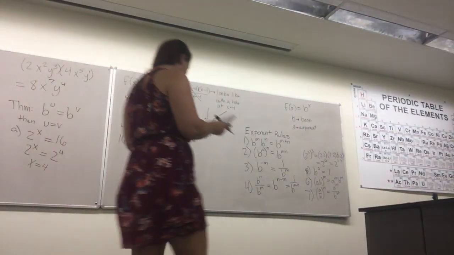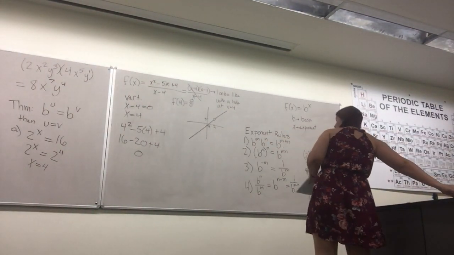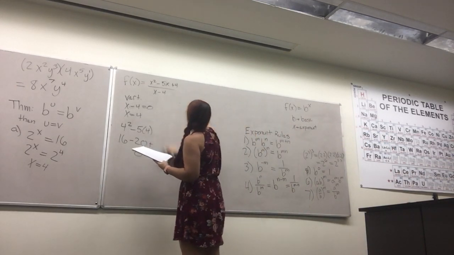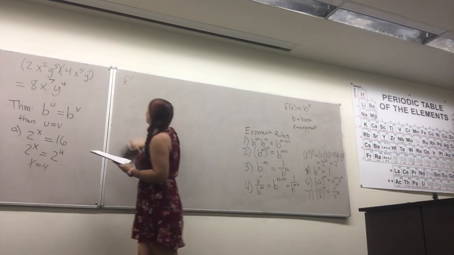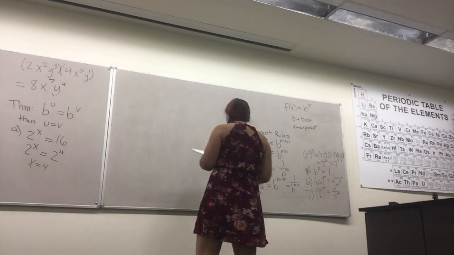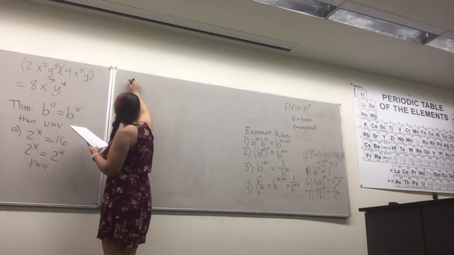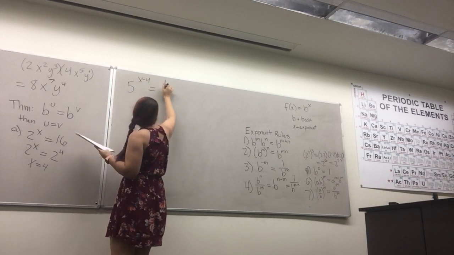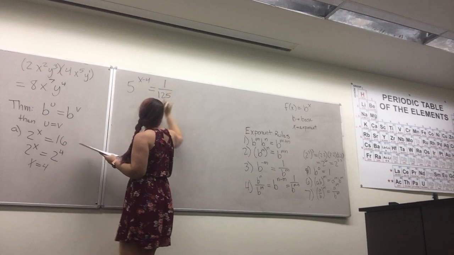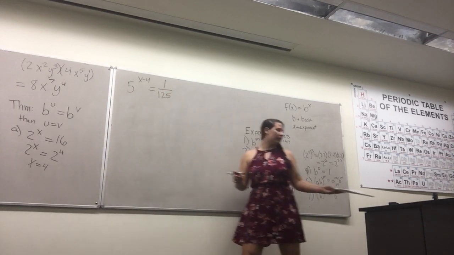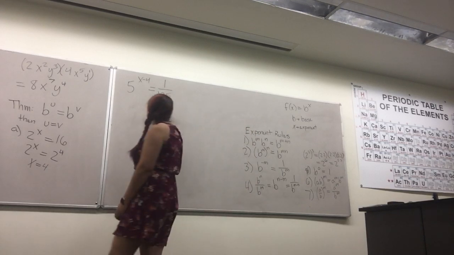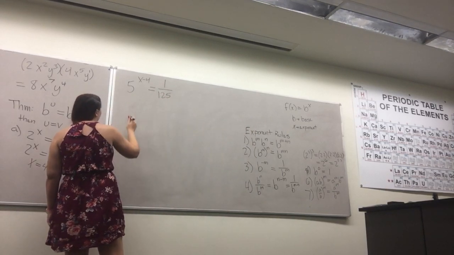Okay, so then if we have five to the x minus 4 equals 1 over 125. Again, we want to use this rule. So, what is 125?